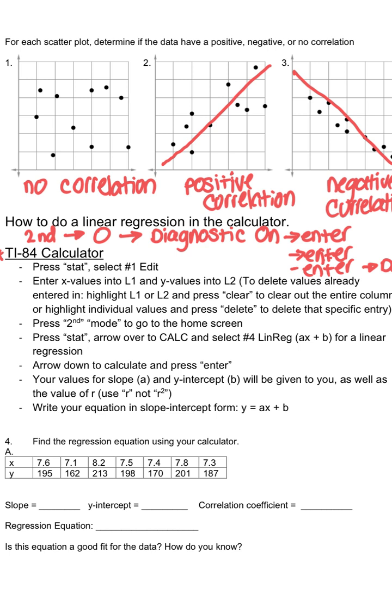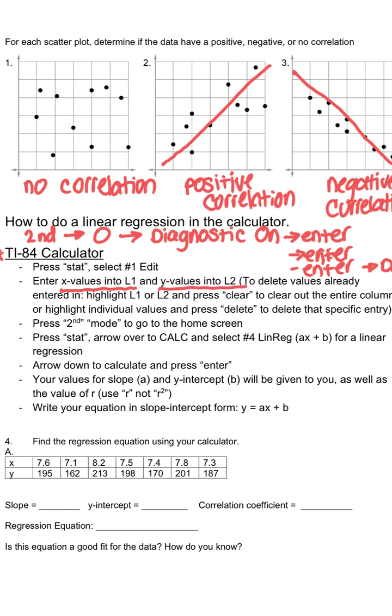You will go to the word stat and then go down to number 1 where see how it says edit, and then number 1 should already be blackened. So you're going to press enter. And you're going to go under L1. So the next step says enter X values into L1 and Y values into L2.